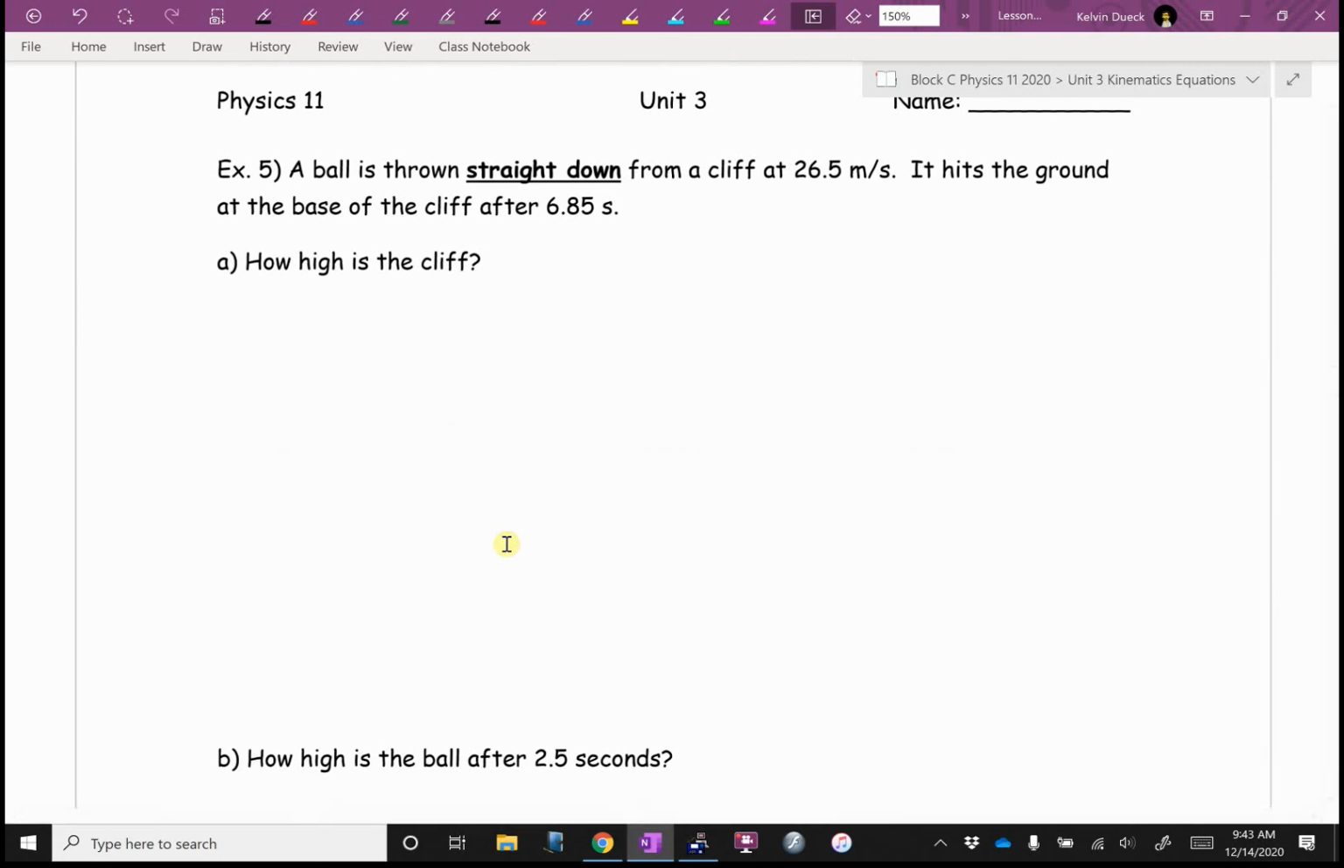Example 5. When I say how high is the cliff, what am I really asking you to find? I think a displacement, distance, displacement. It's a cliff. I think we're going to get a negative answer because I'm pretty sure we're ending up below from where we started. What's VI?